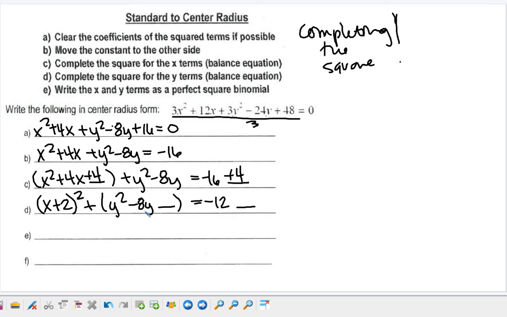So half of the center term is negative 4. Negative 4 squared is a positive 16. So if I add 16 to the left, I add 16 to the right. So I have x plus 2 squared plus y minus 4 squared is equal to a positive 4.